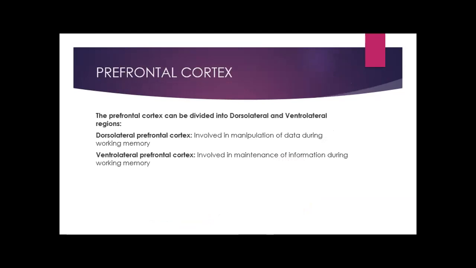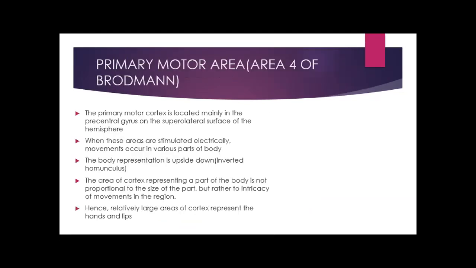Talking about the prefrontal cortex, it can be divided into dorsolateral and ventrolateral regions. The dorsolateral prefrontal cortex is involved in manipulation of data during working memory, and the ventrolateral prefrontal cortex is involved in maintenance of information during working memory. The primary motor area is the area 4 of Brodmann and is located mainly in the precentral gyrus on the supralateral surface of the hemisphere. When these areas are stimulated electrically, movements occur in various parts of the body.